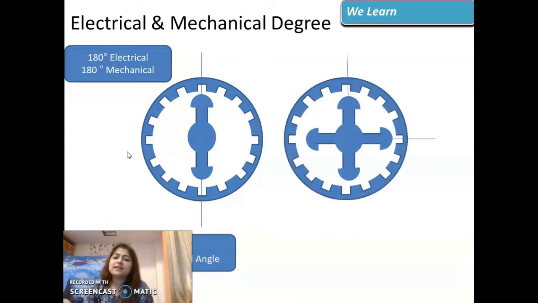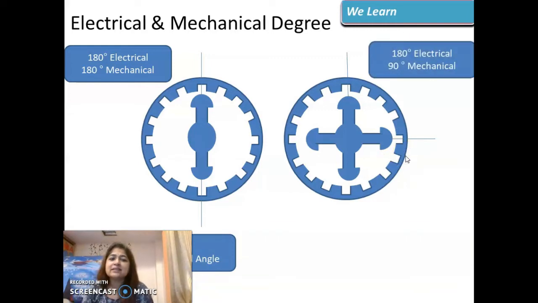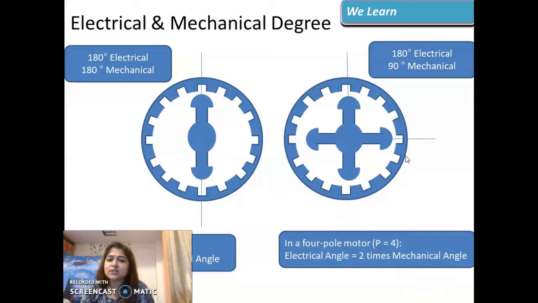Right. Similarly, let's take an example of a four pole machine. Let's consider this is north pole, this is south pole, this is north pole and this is again south pole. The poles are always alternate. If this is north pole and this is south pole, the angle between them is exactly 90 degree mechanical. But as I told you, the electrical degree between any two adjacent poles is always 180 degree. So the angle between two poles is 90 degree mechanical but 180 degree electrical. So can I conclude that for a four pole machine the electrical angle is always twice the mechanical angle, right?